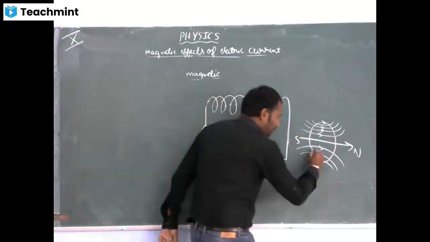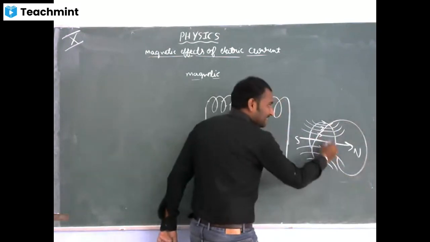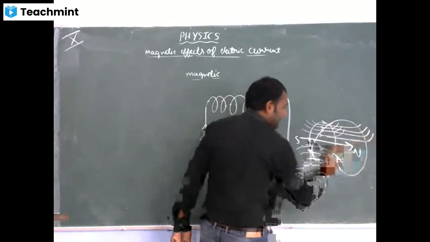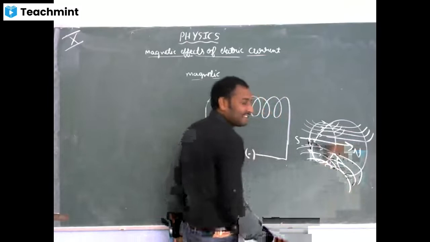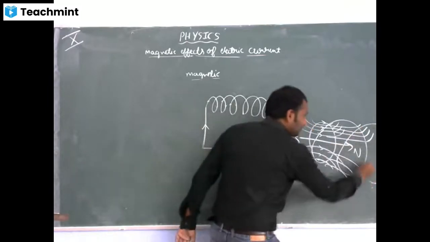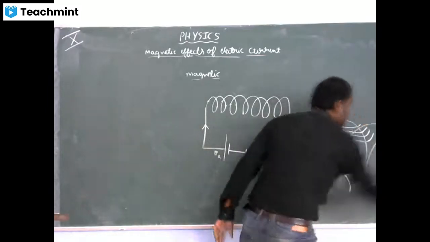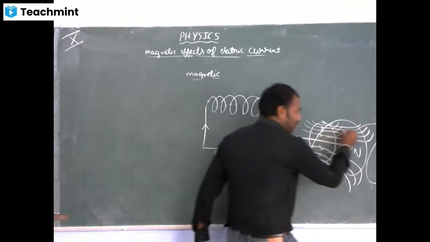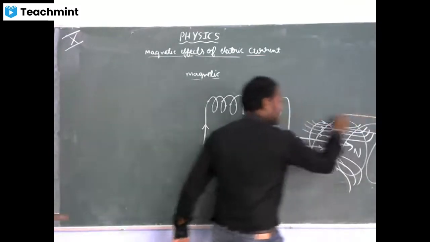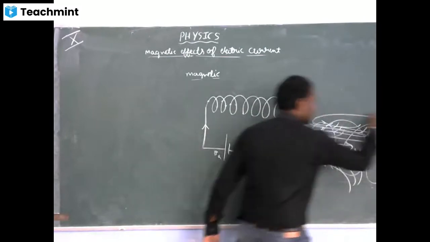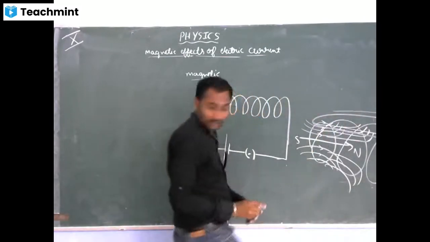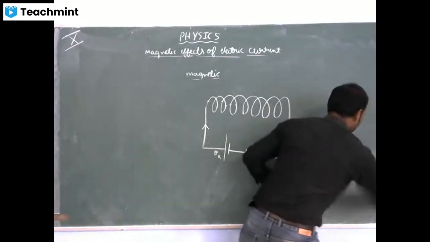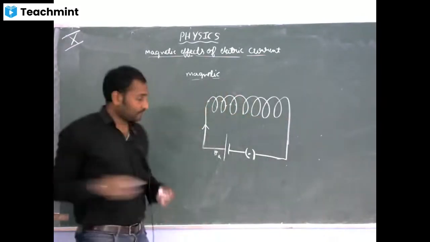Now I have taken the wire like this. What happens? I will get magnetic field lines like this, here like this. Now I will take one more wire, one more like this, the same way I will get a spring. These lines will keep on adding, and I will get magnetic field lines like this. Okay, let me draw it here.